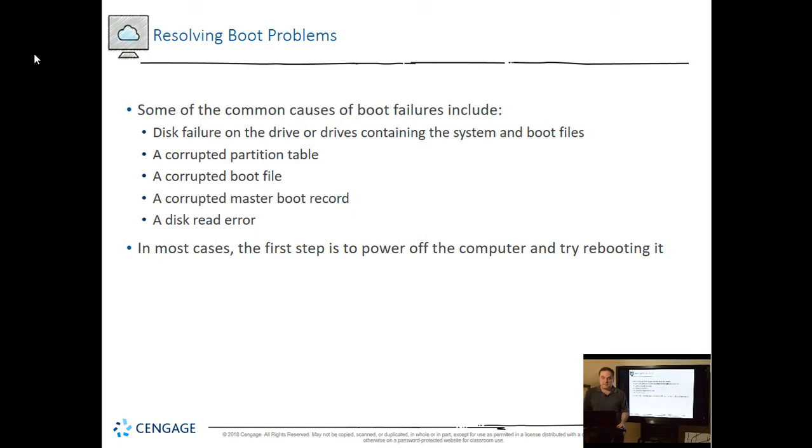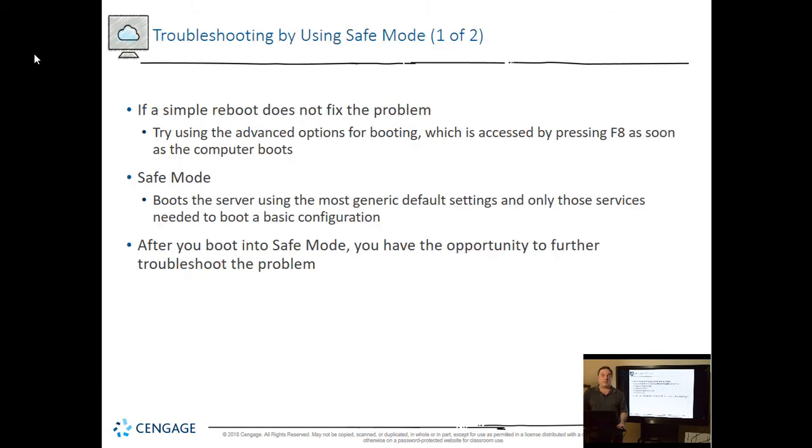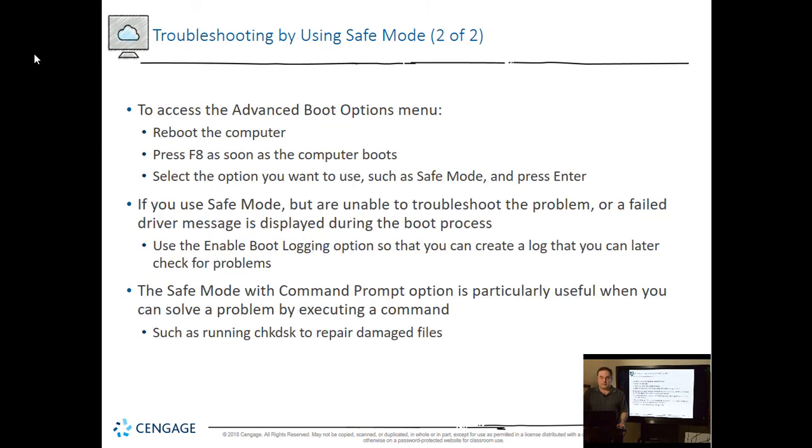In most cases, the first step, of course, is to reboot. If that doesn't fix the problem, you got to go to advanced boot options. You got to go into safe mode or boot into the DVD. Sometimes go into DSRM mode, which is Active Directory Repair mode. After you boot into safe mode, you have the opportunity to further troubleshoot the problem. So if it's a hardware device that's causing the problem, then what will happen is the computer will boot into safe mode. It just won't boot into normal mode.